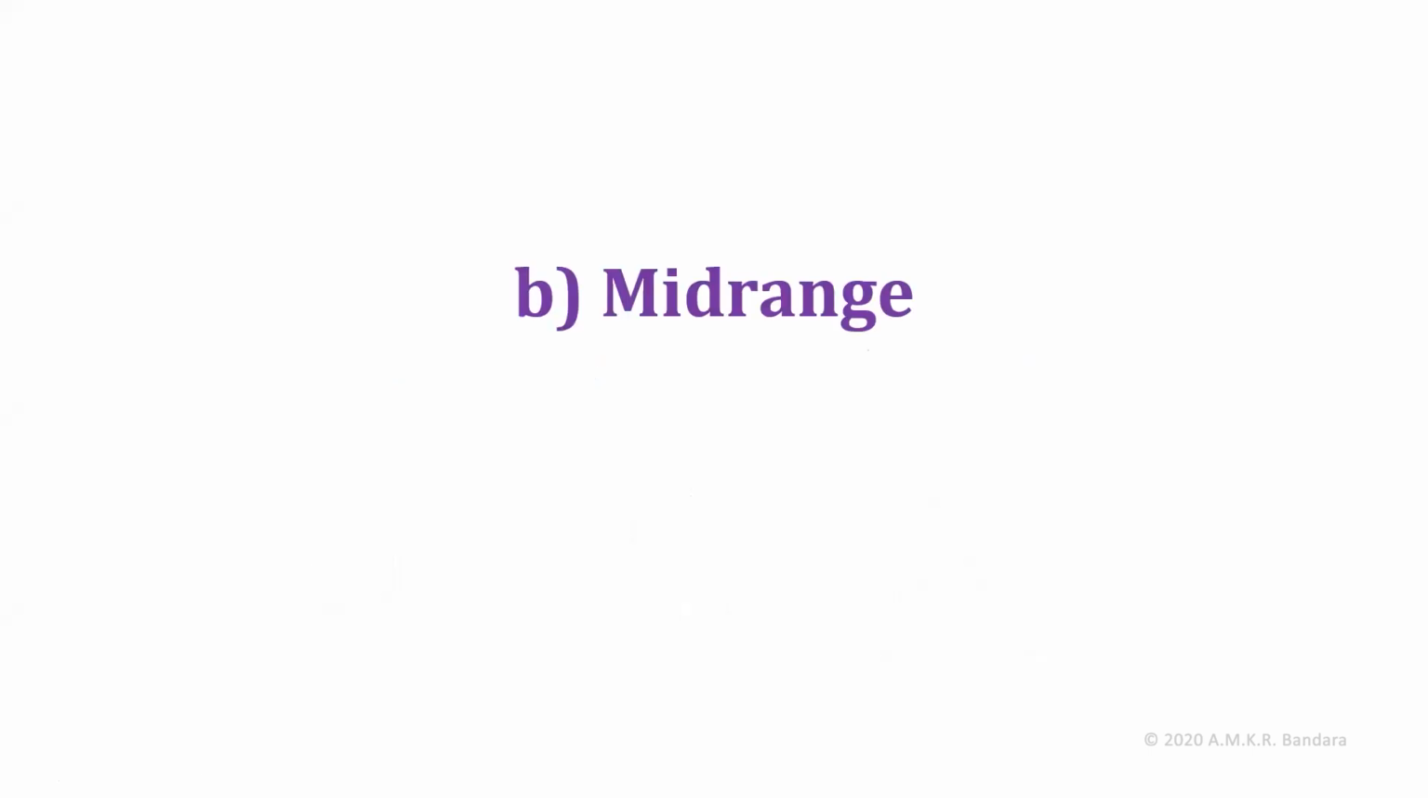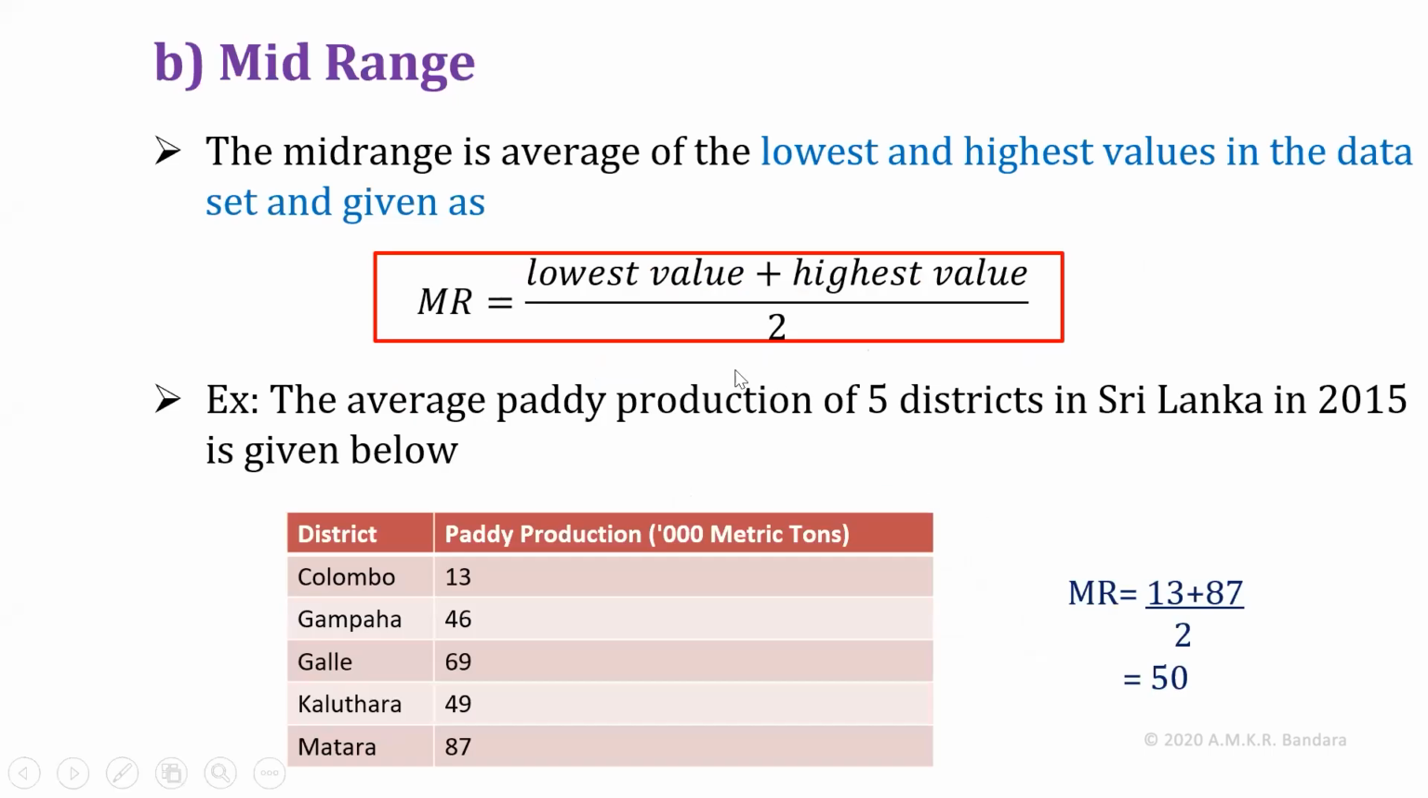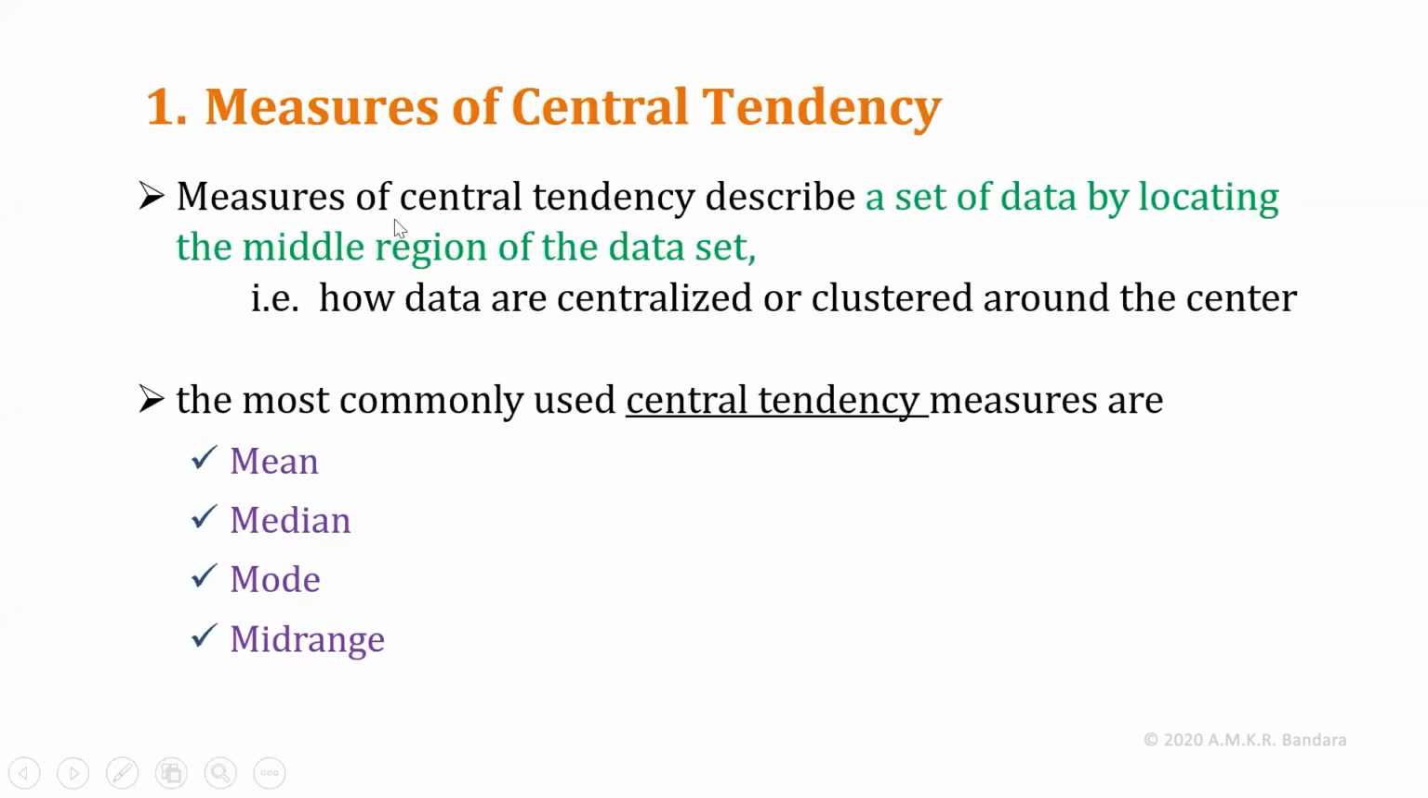The next measure of central tendency is the mid-range. This is the middle value, or average, of the highest and lowest observations. In this data set, we have 87 as the highest value and 13 as the lowest value. So the average of these is 50, and the mid-range is 50. That is all about the measures of central tendency.